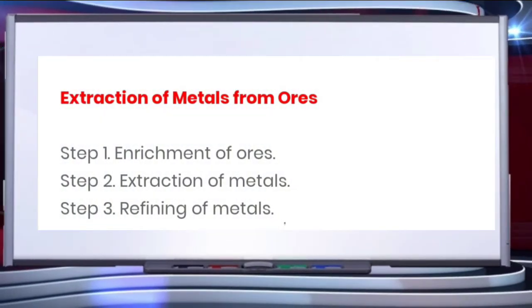So extraction of metals from ores. Getting metal out of its ore is termed as extraction of the metal. The various steps involved in the extraction of metal from its ores, followed by refining of the metal, is known as metallurgy. There are three major steps involved in the extraction of any metal, which are enrichment of ores, extraction of metals, and refining of metals. So let's start with it.